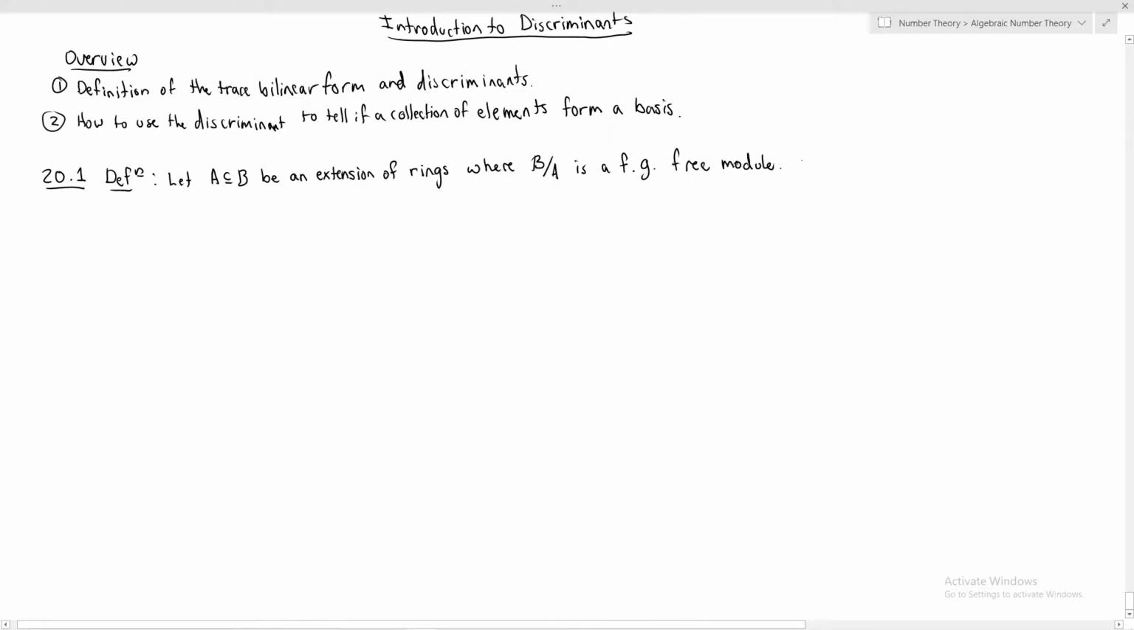So recall we have the trace map. This is from a few lectures ago. Trace. This is a map which goes from B to A. And essentially what it does is you pretend that an element of B, you can write it as a matrix with entries in A, and taking the trace of this matrix is the trace of that element.